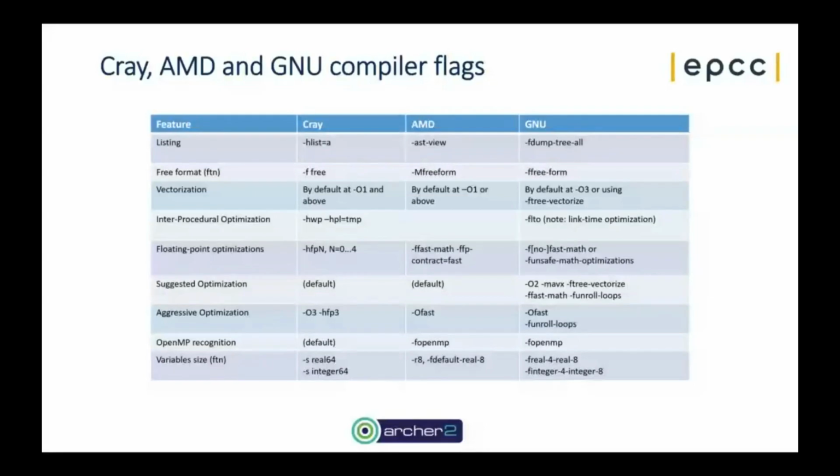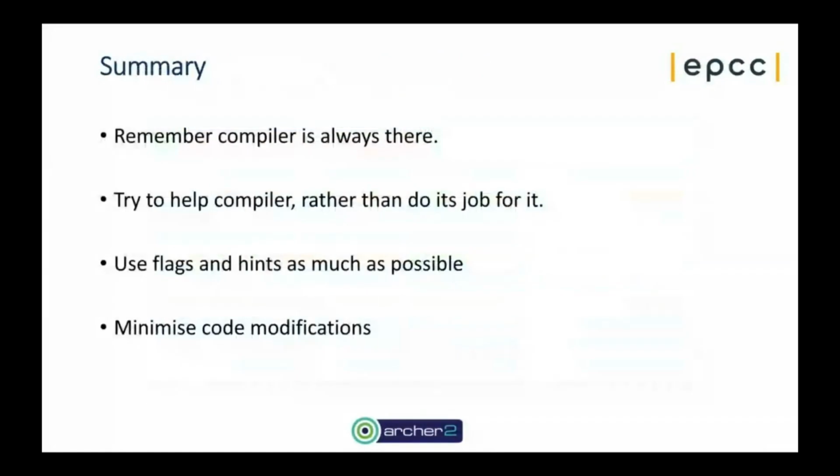There's a whole bunch more, so if you want that detail, you can come back and have a look at it. But these are just different compiler flags which do different things for either Fortran or C. And that's the end of that.